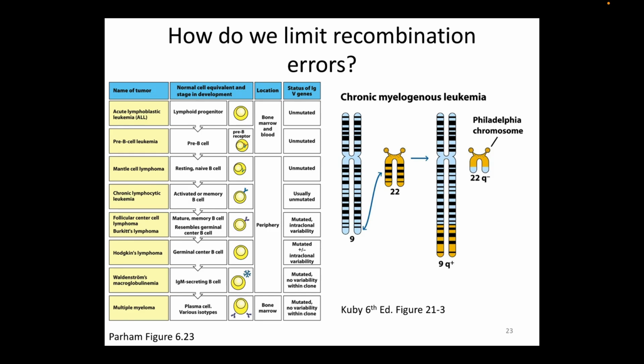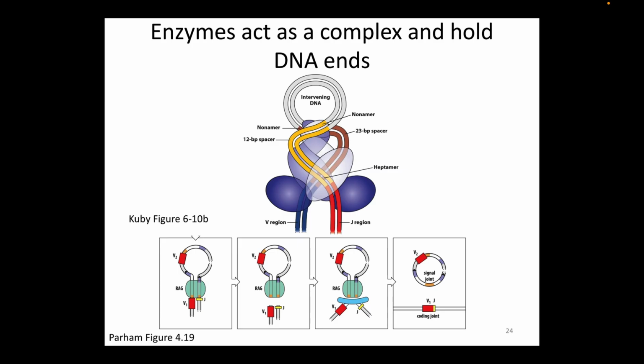We talked previously about the danger that is inherent in VDJ recombination and the fact that sometimes we can see recombination errors that can lead to a number of issues like the leukemias and lymphomas shown on this slide. And so we have to think a little bit about how this process happens in order to limit recombination errors. One of the ways that this works is shown in both of these images.